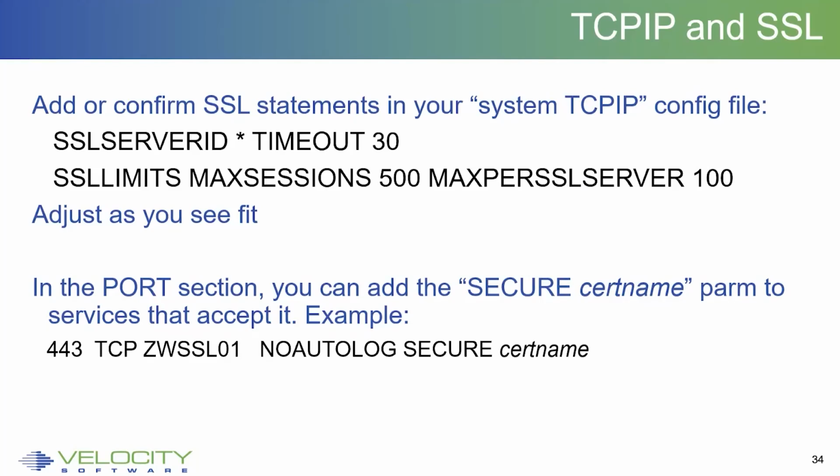And then in the port section of this TCP/IP configuration, you're going to want to add the secure and then the certificate name or label, that parameter, to any service that accepts that parameter. For example, this is a web server listening on port 443 over TCP, and I added the secure and then a cert name, which is the label that you've defined for your certificate.